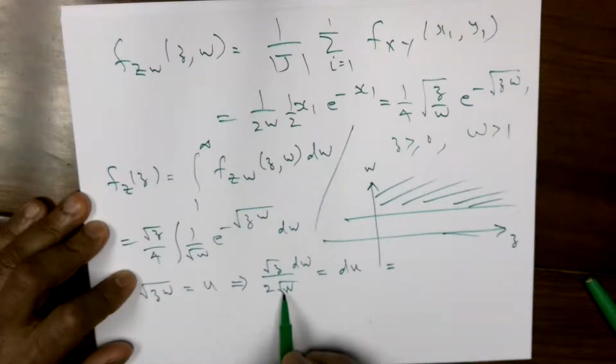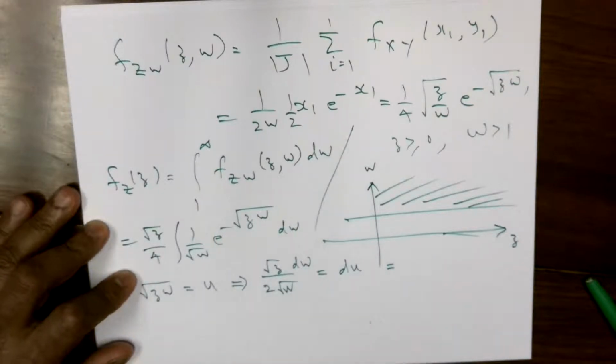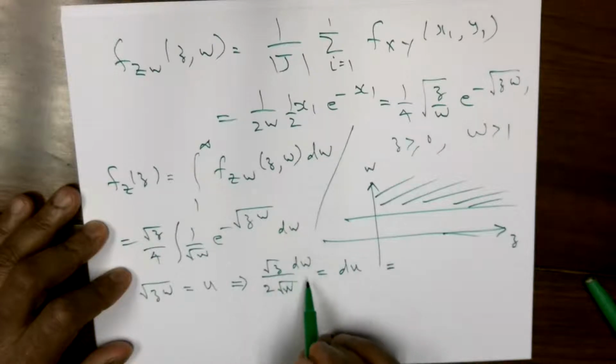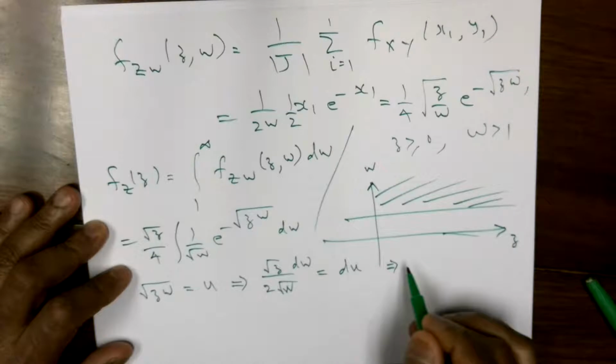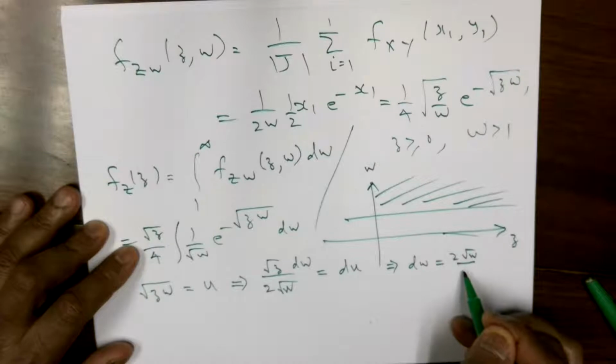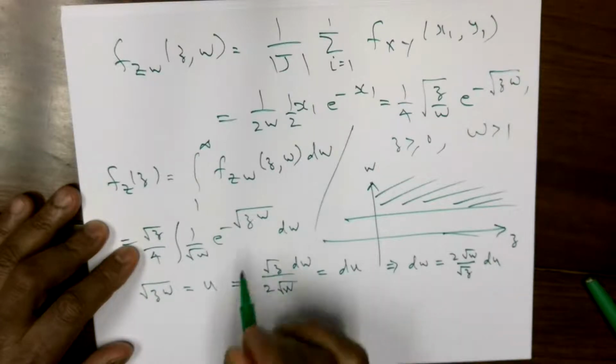Remember, u is zw. So if I substitute here, notice dw is going to be, from here you get, dw is 2 square root of w over du. So I'm going to substitute that here.